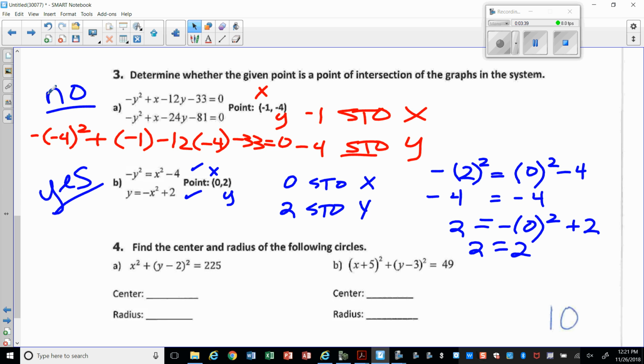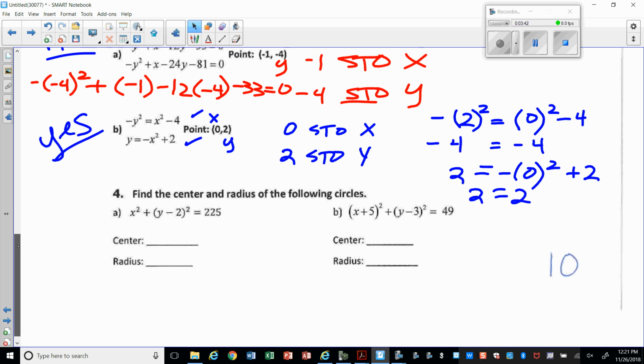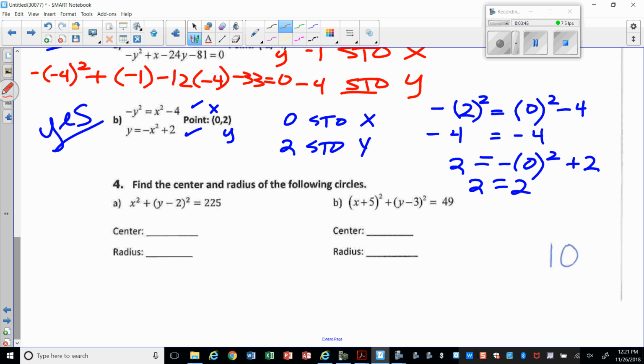Now if I want to know the center and radius of the circle, remember, you look at the inside of the parentheses here. I have x all by itself, so that would be 0. It wasn't shifted on the x-axis, left or right. On the y-axis, though, it was shifted up 2. So the y value that makes this equal to 0 will be +2. That's the center of the circle. And then to get the radius, I'm going to do the square root of 225, which is 15.